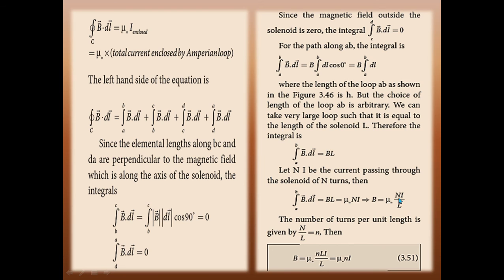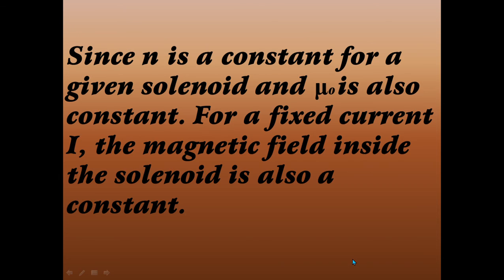Substituting this capital N value, we obtain B is equal to mu naught into small n into capital L into I divided by capital L. Capital L cancels out, which gives mu naught nI. So B is equal to mu naught nI. Since n is a constant for a given solenoid and mu naught is also constant, for a fixed current I the magnetic field inside the solenoid is also constant. Thank you.